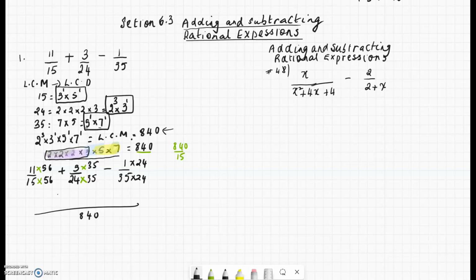And then I go 11 times 56. Just use a calculator. So that would be 11 times 56 is 616 plus 35 times 2 is 70. 35 times 3 is what we need. 35 times 3 is 105.